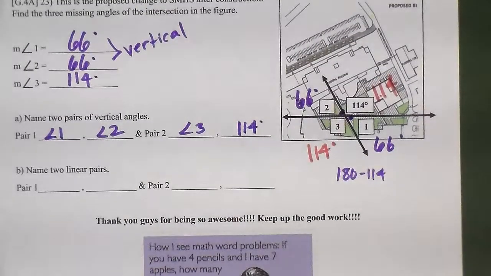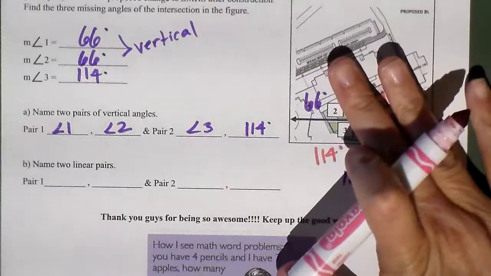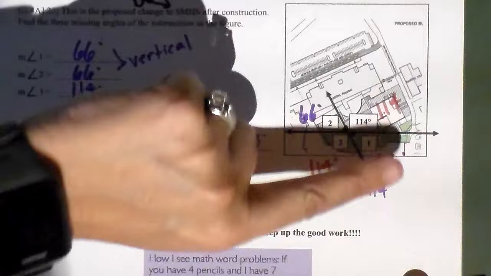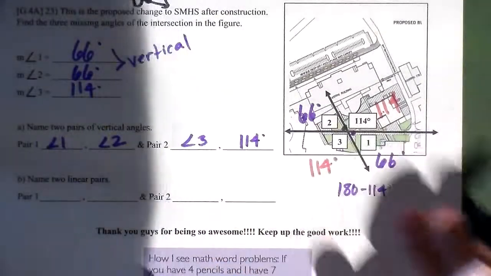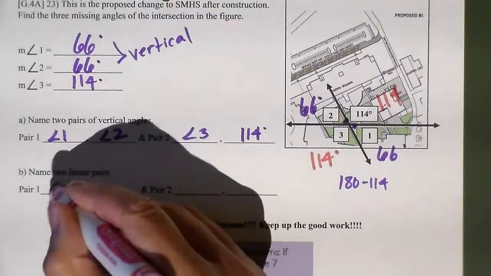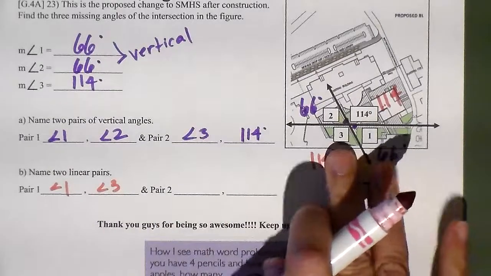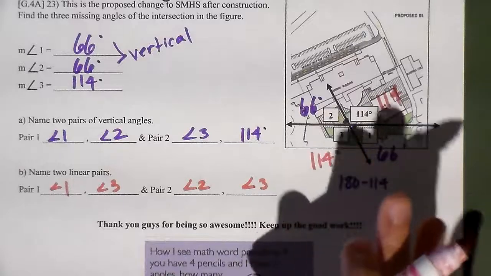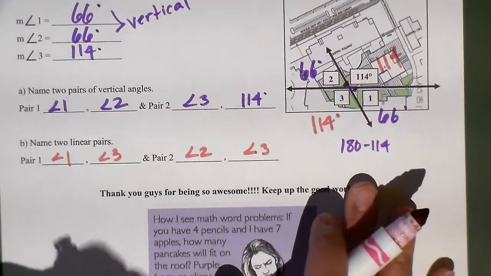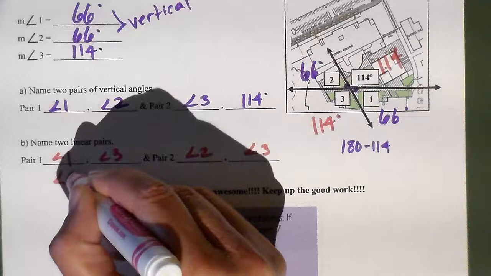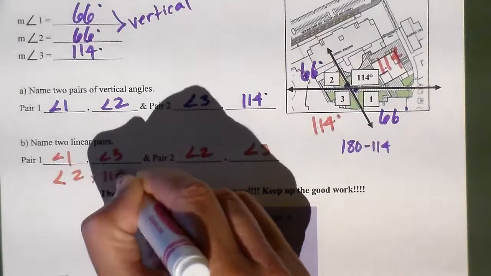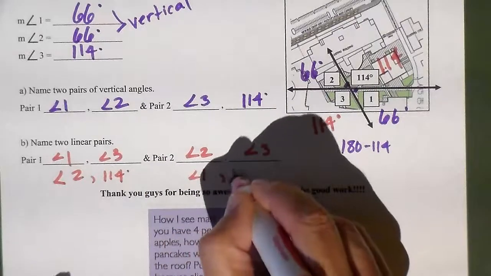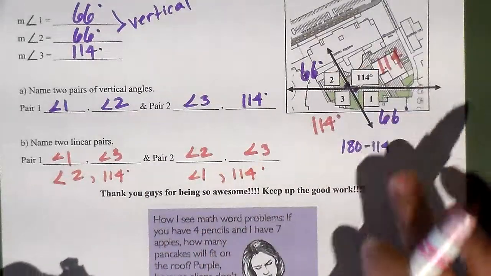The linear pairs are the neighbors. Those two, those two, those two, and those two. So 1 and 3 are a linear pair, and 2 and 3 are a linear pair. But there were 4 different linear pairs, so I took multiple answers. You could have also said angle 2 and the one that measured 114, because those are linear, and angle 1 and the one that measured 114, because those are linear.